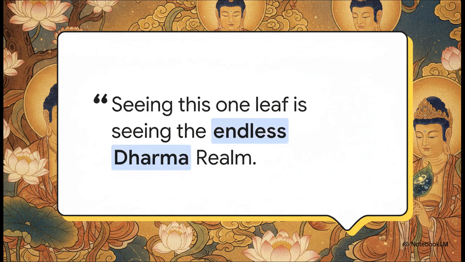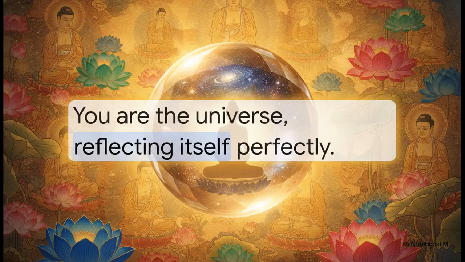You see, this isn't just dry, abstract logic. It has a very direct, empowering meaning for us. The physical object right in front of you perfectly embodies the universal truth. You don't have to look light years away to find the cosmos, because it is entirely present right there in the leaf in your hand. So, what you should truly take away from this explainer is this. You are the universe, reflecting itself.